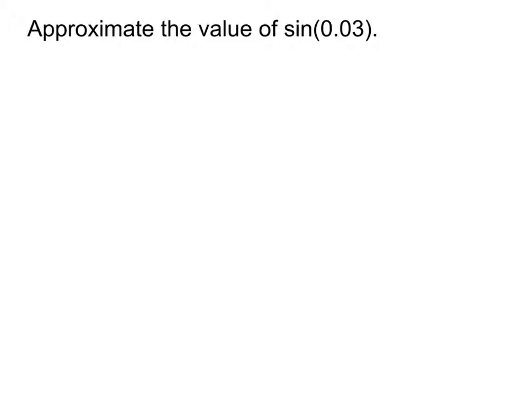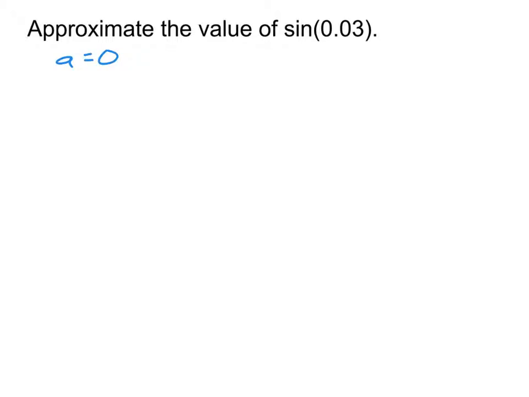So the interesting thing is that a lot of you are just like, nope. But you actually know how to do this. I want to be able to find something that's close to this. Now, what's a number that's close to 0.03 that's easy to find something like sine of? 0. So we're going to be using an a value here of 0.